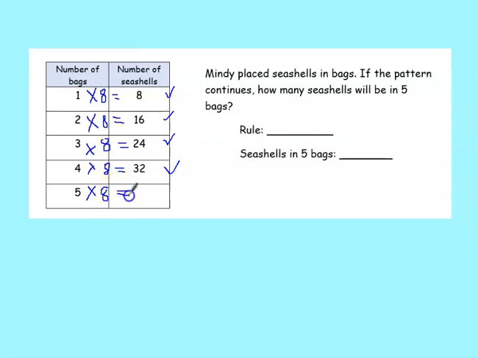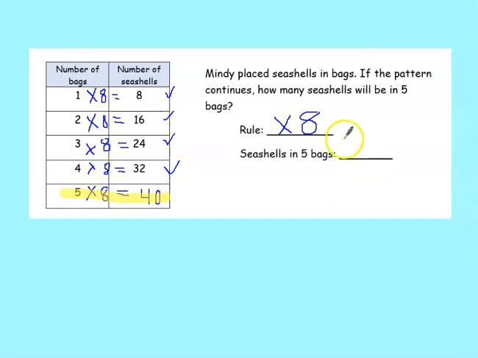All right, so this was the one where we didn't know what it was. We're going to write it ourselves. All right, so what did we determine the rule is for this table? We said the rule is multiply by 8. And so if that's the pattern or the rule, how many seashells would be in 5 bags? Well, we figured that out, didn't we? We said it was 40.